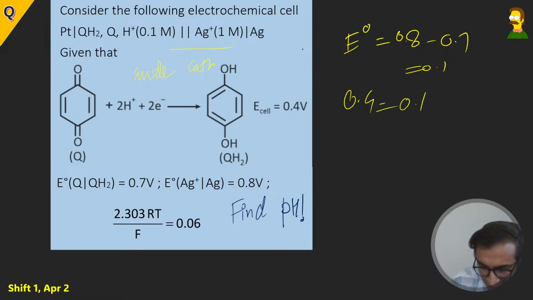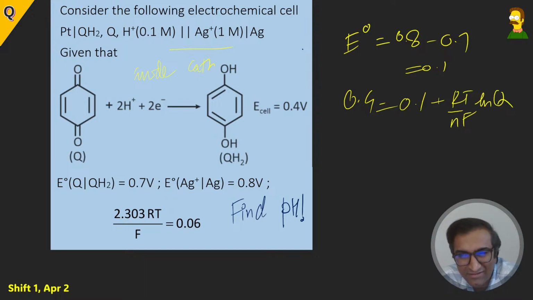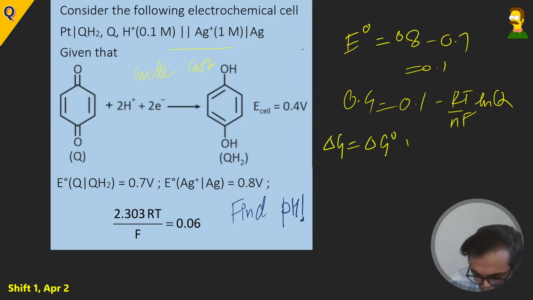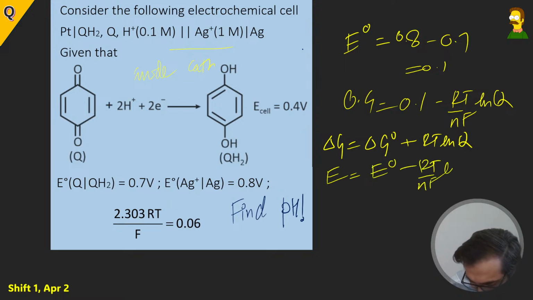Okay, now what do we do? Plus RT by NF ln Q is what I want to write. Is that a right thing to do? Is it plus? Is it minus? Oh God, what is it? Well, there's a minus over here because the actual thing is delta G is delta G naught plus RT ln Q, right? Is this the right expression? ये देखा है? Then you say that, oh, E is equal to E naught minus RT by NF ln Q, right? Hence ये हो जाता है. Cool?